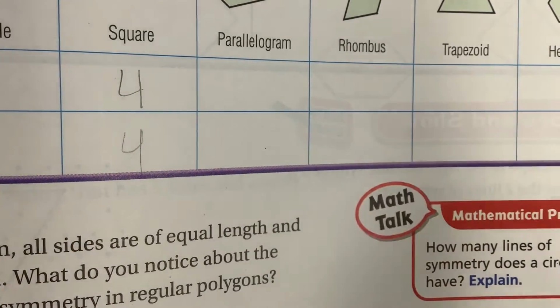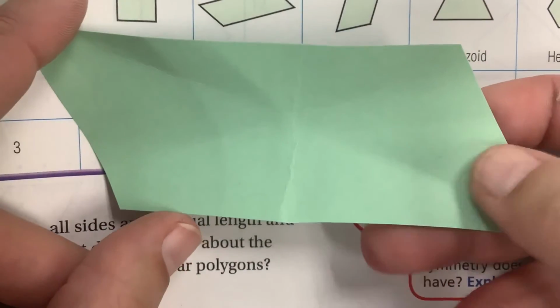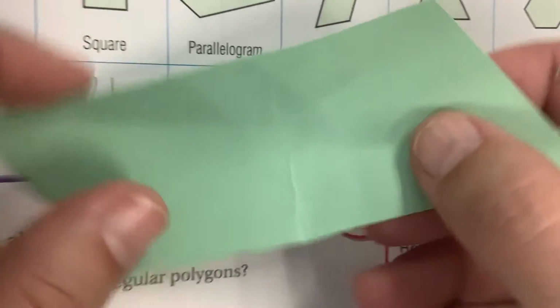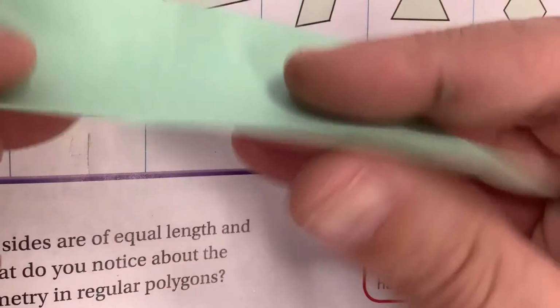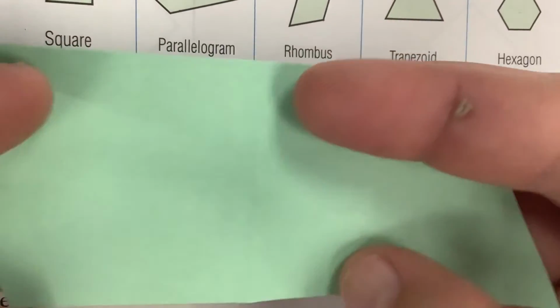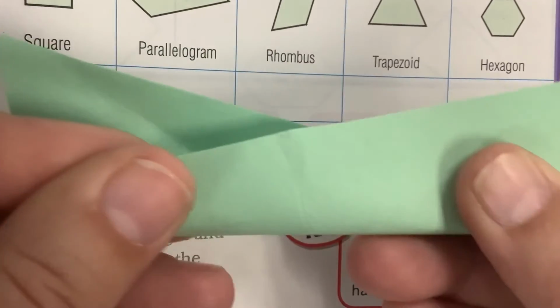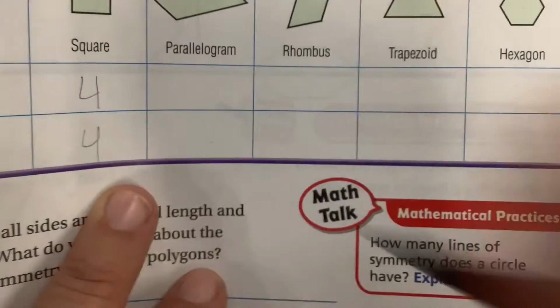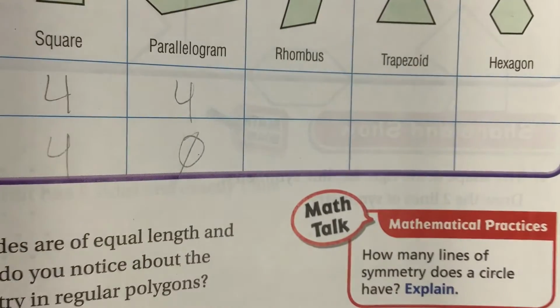Let's look at the parallelogram. Here is our parallelogram. Can I fold it this way? No, they don't match. Okay. Can I fold it this way? No, they don't match. Diagonally? No, they don't match. The other diagonal? No, they don't match. There are 0 lines of symmetry on this thing. So we're going to say, yes, it has 4 sides, but 0 lines of symmetry.